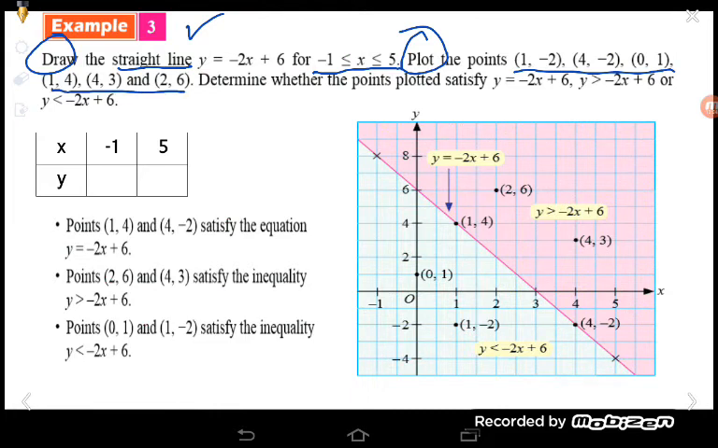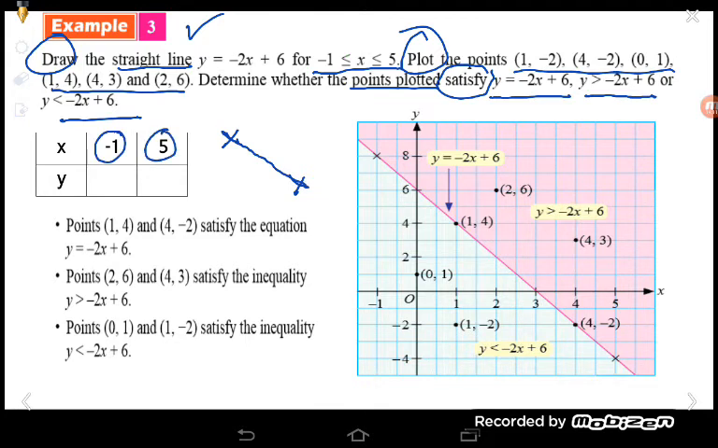And then the question is, determine whether the points plotted satisfy y = -2x + 6, or y more than -2x + 6, or y less than -2x + 6. Okay, so we want to draw a straight line. So you need 2 points to draw a straight line. So I just choose x = -1 and 5, because this is the range of the graph.